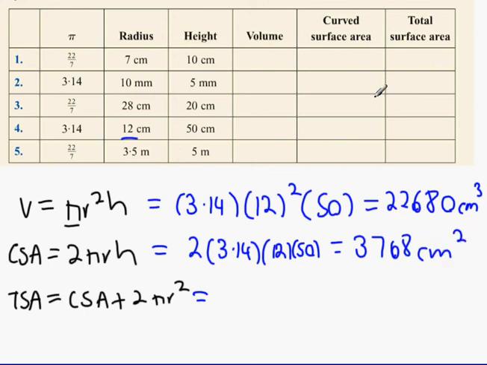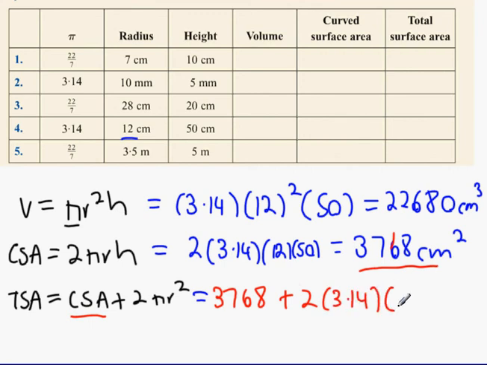Lads, the curved surface area is worth how much, Aaron? Look, CSA, keep going across until you see the answer. 3,768 plus 2 times circle, so you have to get the area of the circle. So what's the area of one circle? It's going to be pi, which is 3.14, and what's the radius squared? Okay, it's not 50, it's 12, okay? And then put that into the calculator, and what do we get?